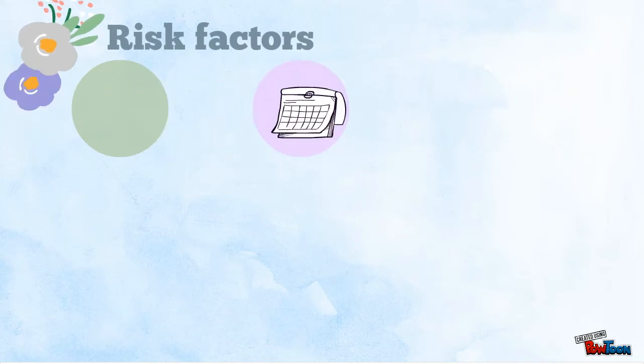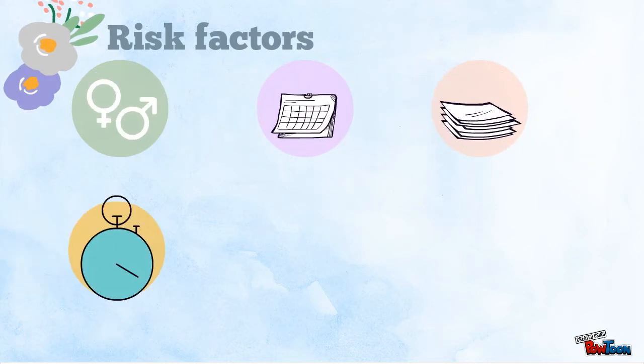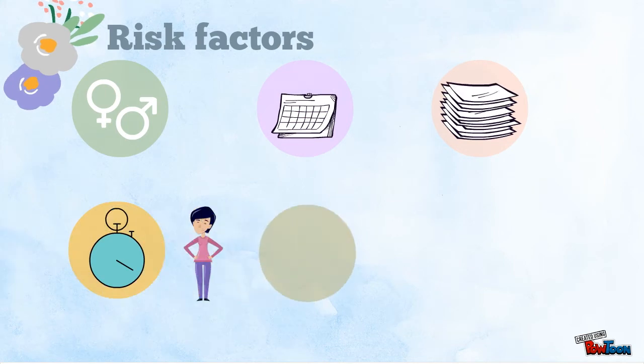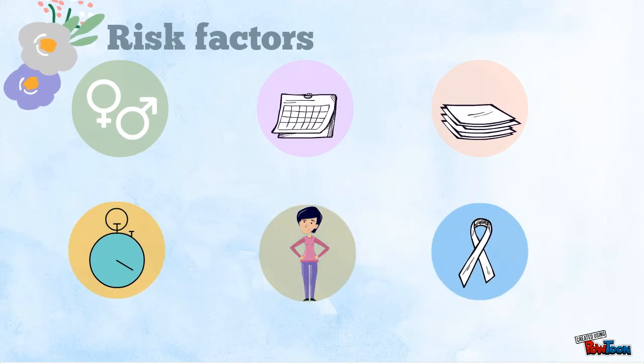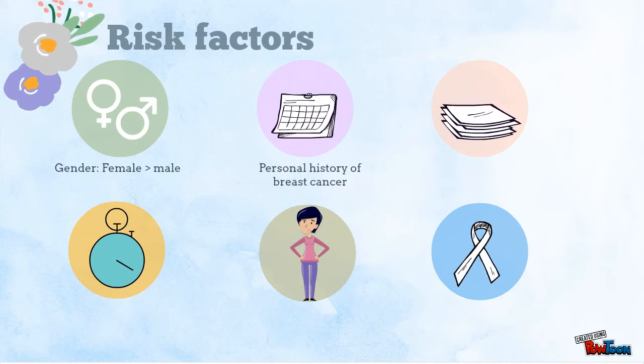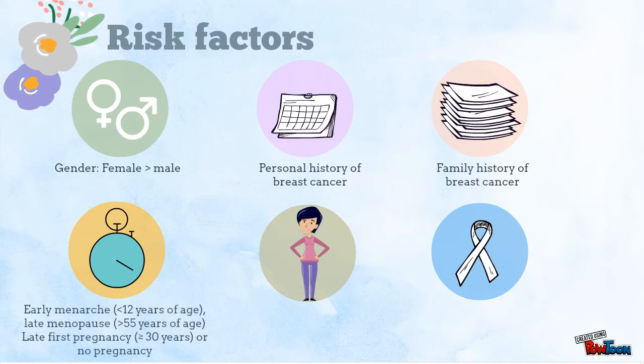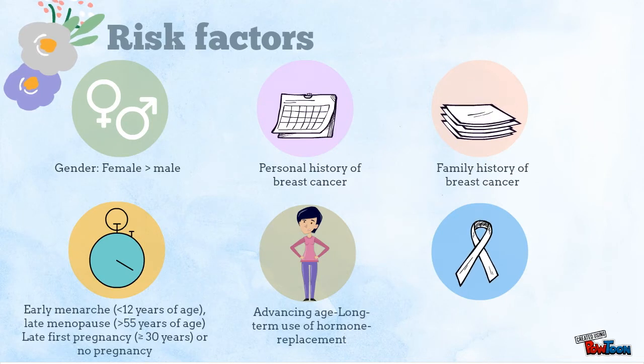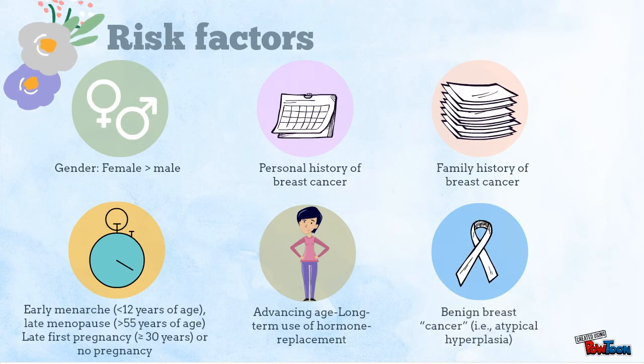Risk factors of breast cancer. It's more common in the female gender than the male gender. Other risk factors include a previous personal history of breast cancer, family history of breast cancer in first-degree relatives, early menarche less than 12 years of age, late menopause after 55 years of age, late first pregnancy after 30 years old, or no pregnancy, advancing age, long-term use of hormonal replacement therapy, and benign breast conditions like atypical hyperplasia.